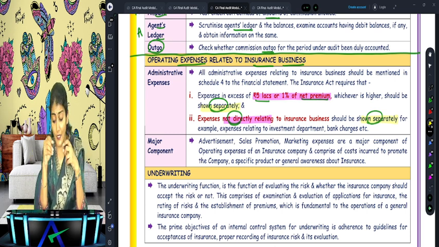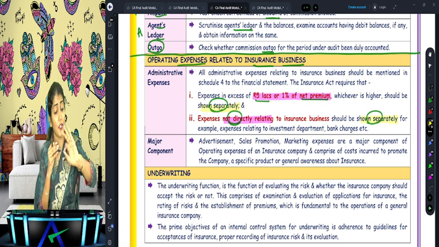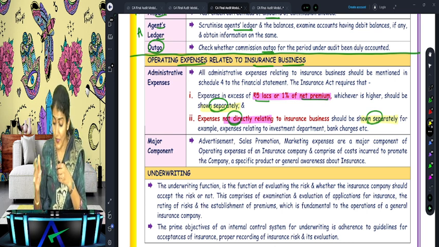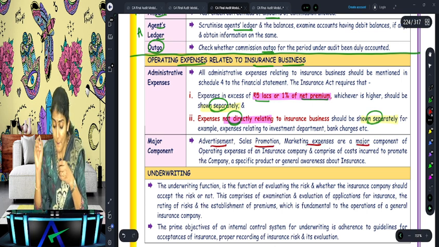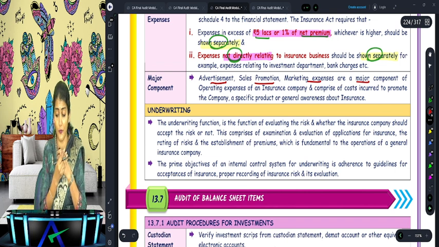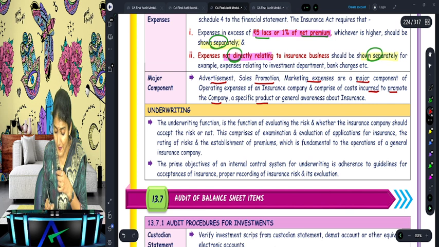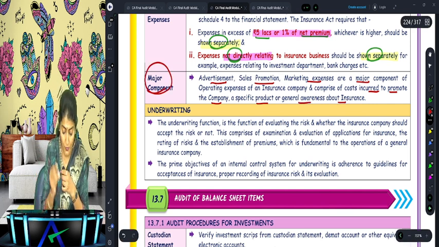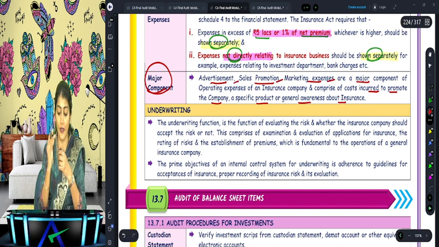And expenses not directly related to insurance business, like say bank charges, is it directly related to insurance business? No. So those expenditures, from rupee 1, are required to be shown separately. And what does it say? The major component, advertisement, sales, promotion, marketing, are a major component of the operating expenses of an insurance company and comprise costs incurred to promote the company, a specific product, or a general awareness about insurance. So what are the major components of the expenditure of an insurance company? Advertisement, sales, promotion, and marketing expenses.